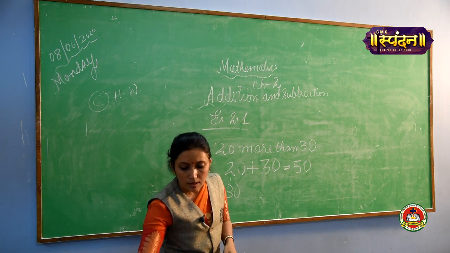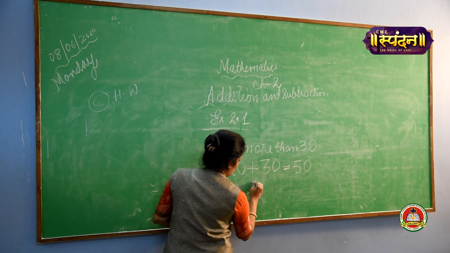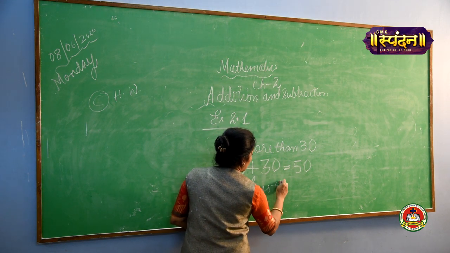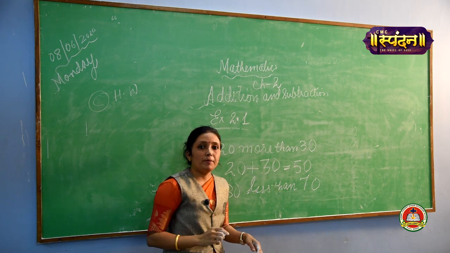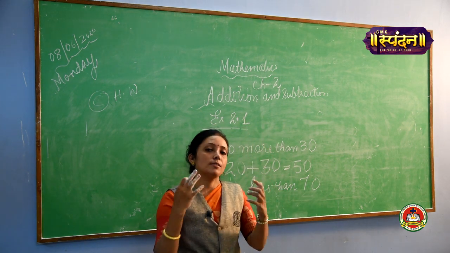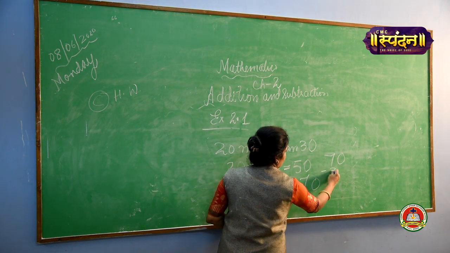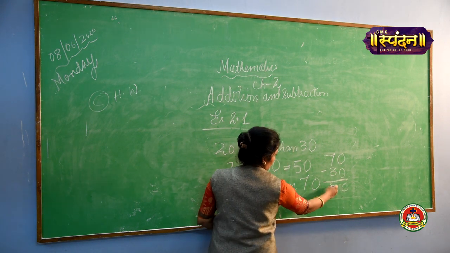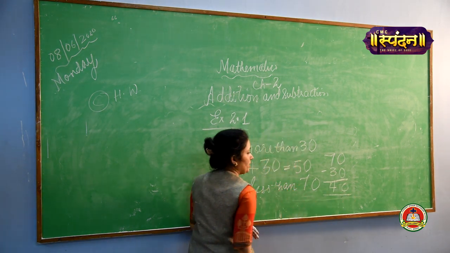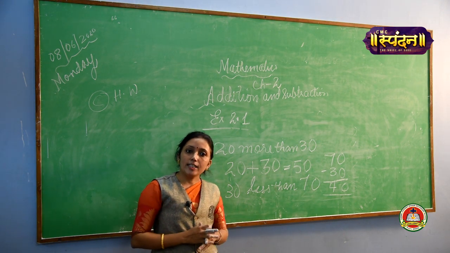30 less than 70. Okay, what will be 30 less than 70? Less means subtraction, yes. So, let me see, 70 minus 30. So, what is the answer? 0 here, 7 minus 3 is 4. So, how much is 30 less than 70? It is 40. Is it clear, children?